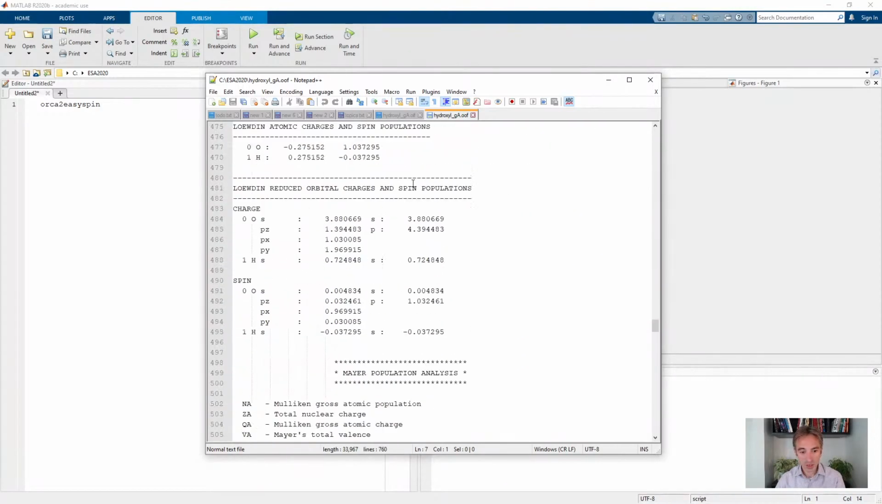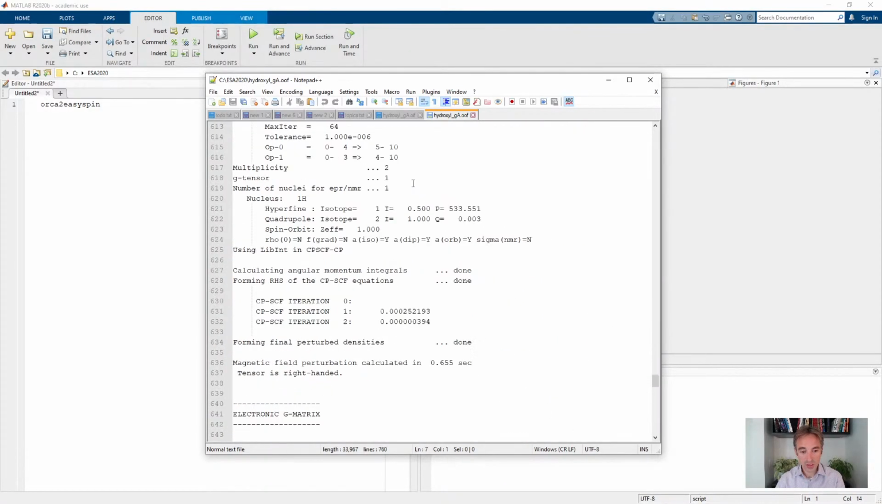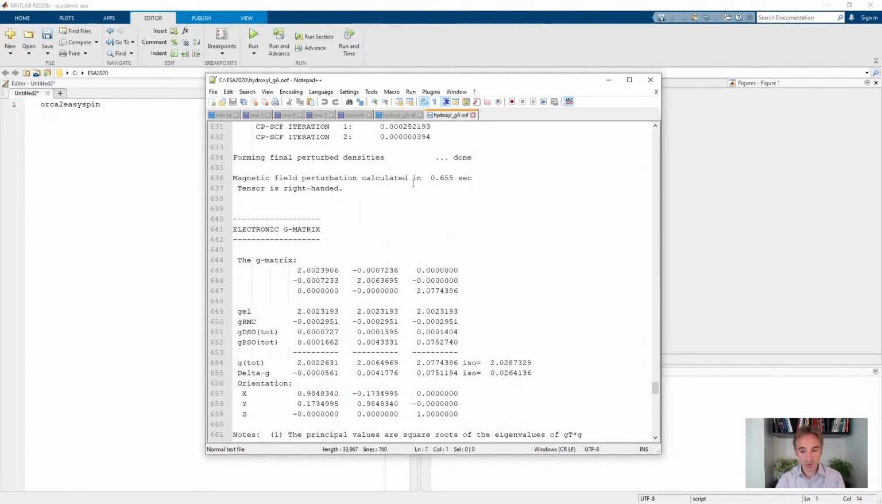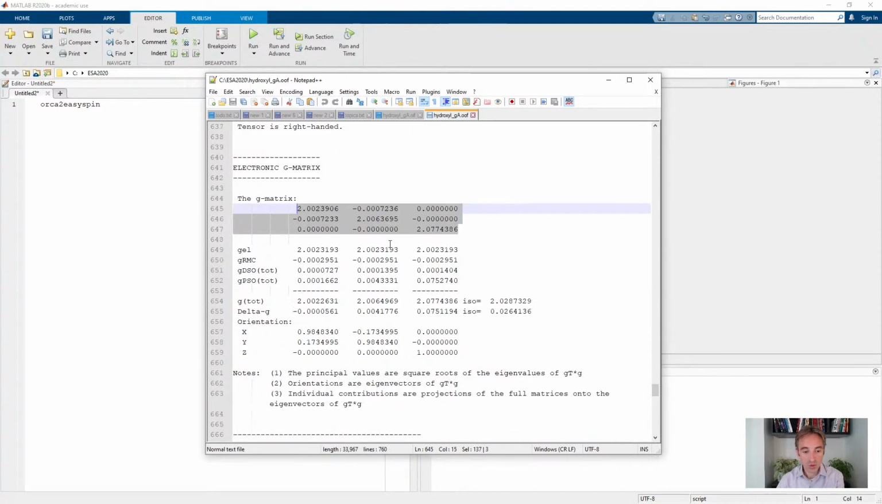of results about spin orbitals and populations and so on. And at some point further down, you will see a section about the electronic g-tensor, where it actually prints the full 3x3 matrix, but it also then gives the principal values, which are given here. In this case, 2.002, 2.006, and 2.077 for this hydroxyl radical.